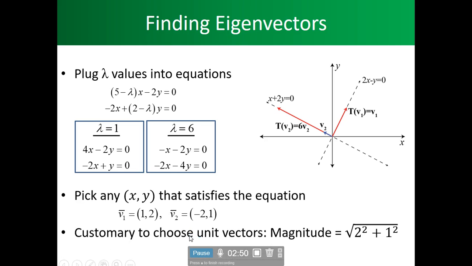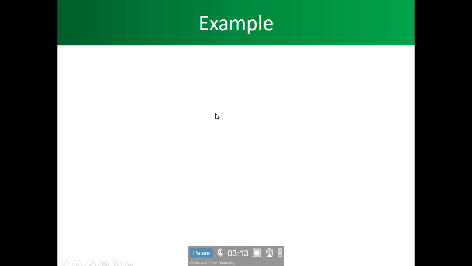Customarily, we choose unit vectors. So to do that, we need to find the magnitude of the vectors. And we see this is a 2 and a 1, this is a 2 and a 1, so it's just 2 squared plus 1 squared, which gives you your 5. Square root of 5 for each of your values for your v1 and your v2. So that was a brief summary.